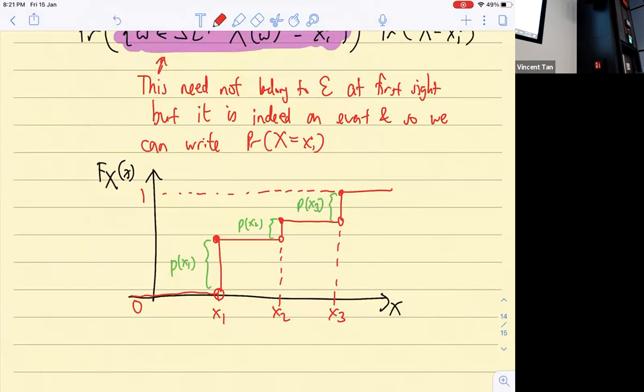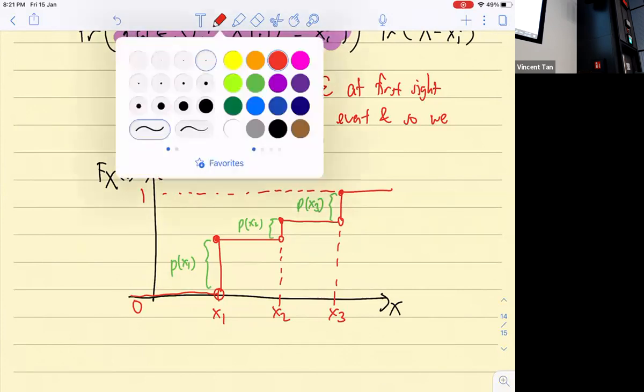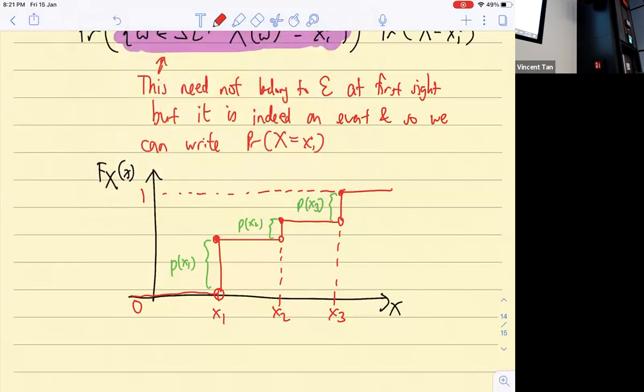You can see that what I mean here when I circle this is that Fx at x3 is equal to 1. And Fx at x3 minus, that means slightly to the left, is 1 minus P of x3. That's what I mean by the circle and no circle. Okay? Right.